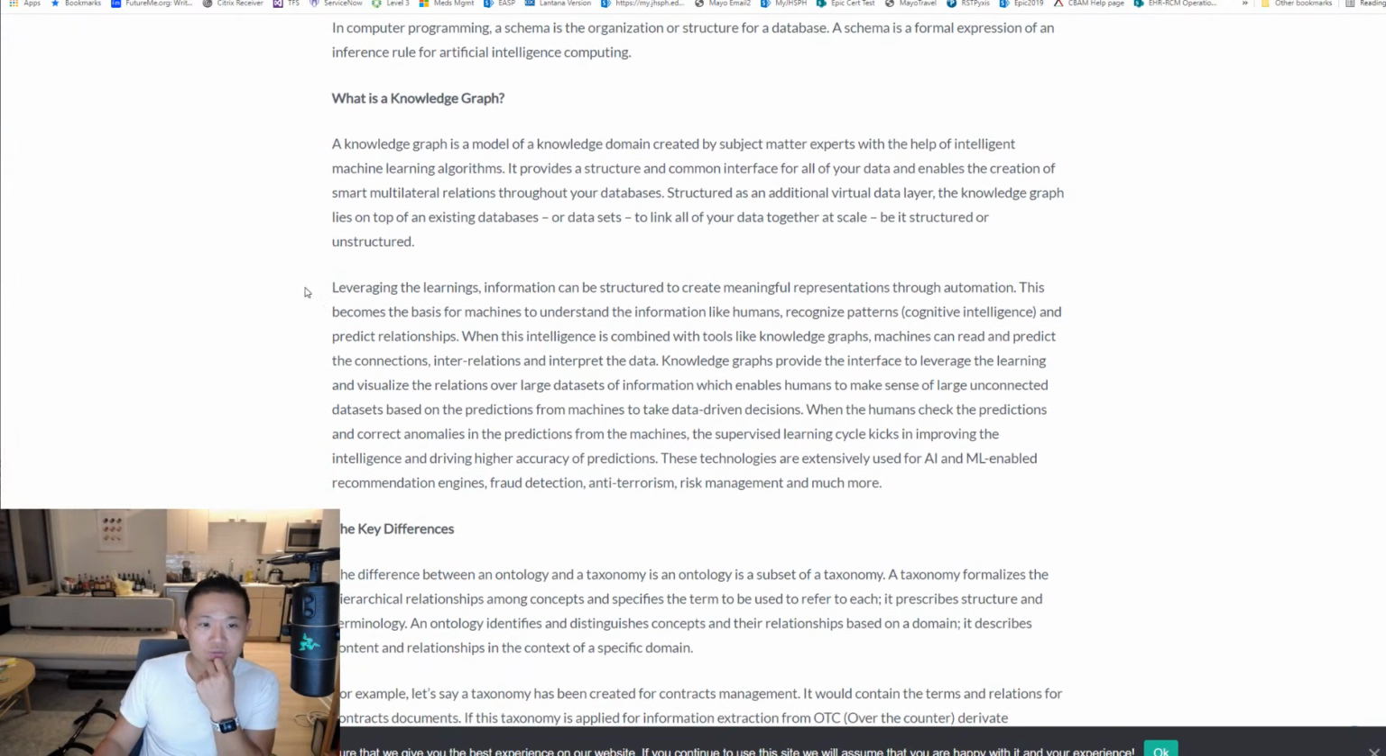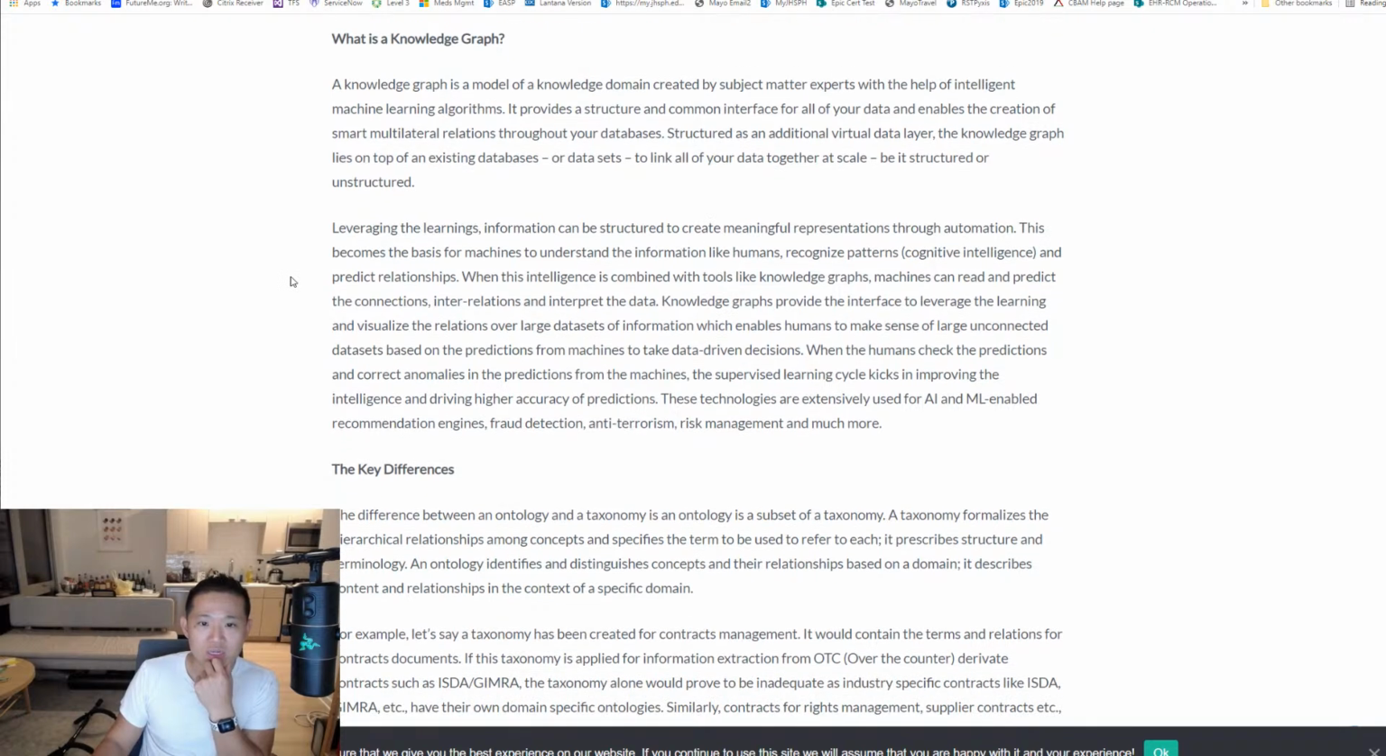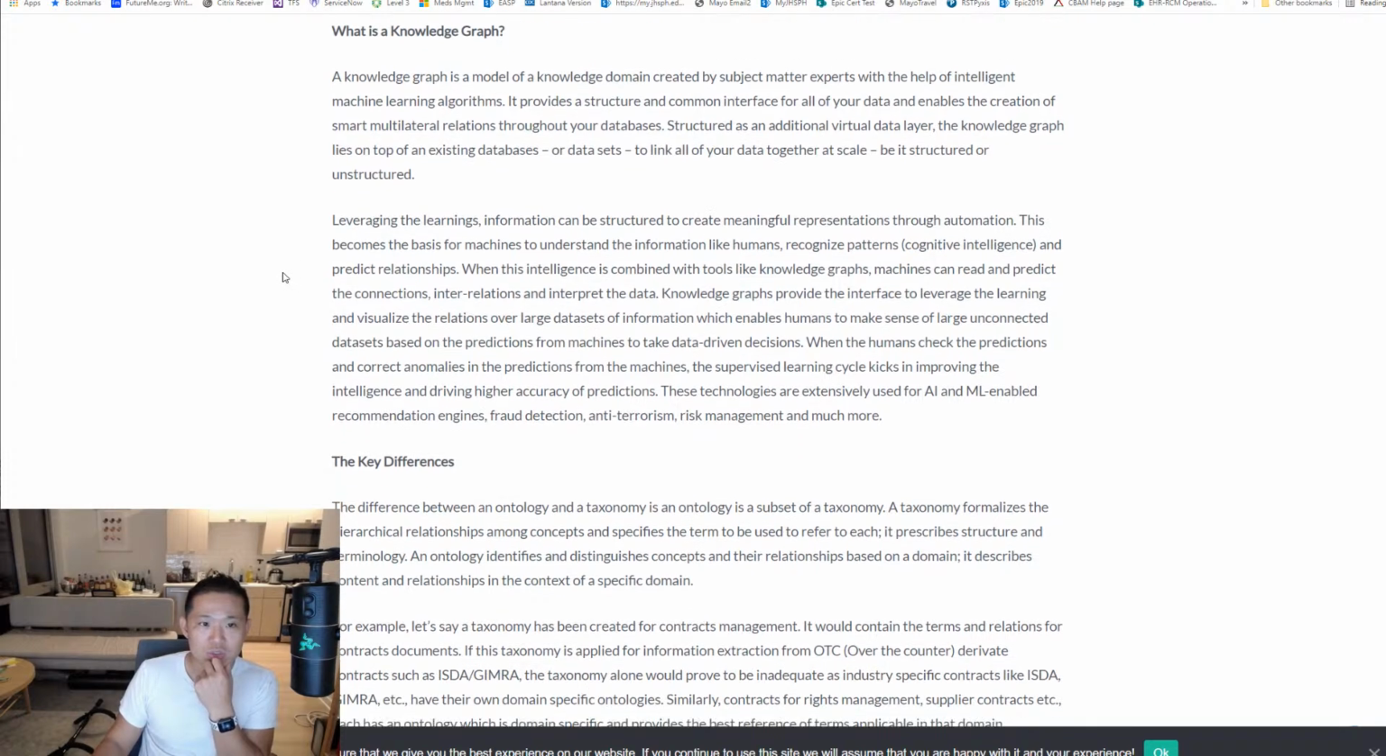What is a knowledge graph? A knowledge graph is a model of a knowledge domain created by subject matter experts with the help of intelligent machine learning algorithms. It provides a structure and common interface for all of your data and enables the creation of smart multilateral relations throughout your databases. Structured as an additional virtual data layer, the knowledge graph lies on top of existing databases or data links to link all of your data together at scale, be it structured or unstructured.